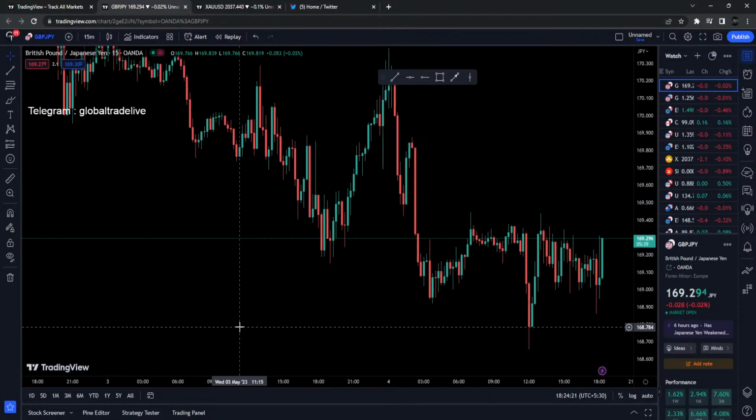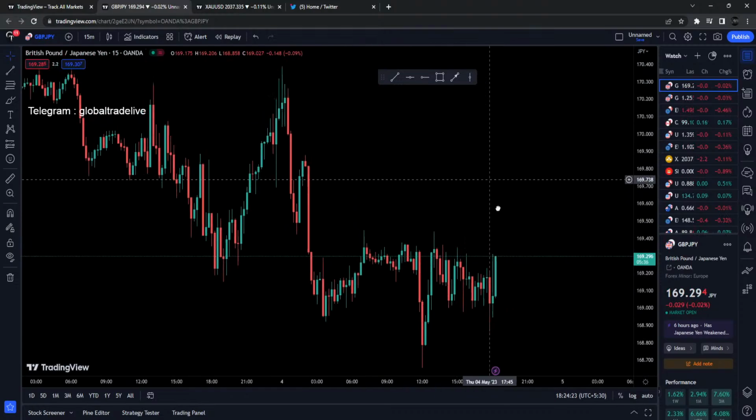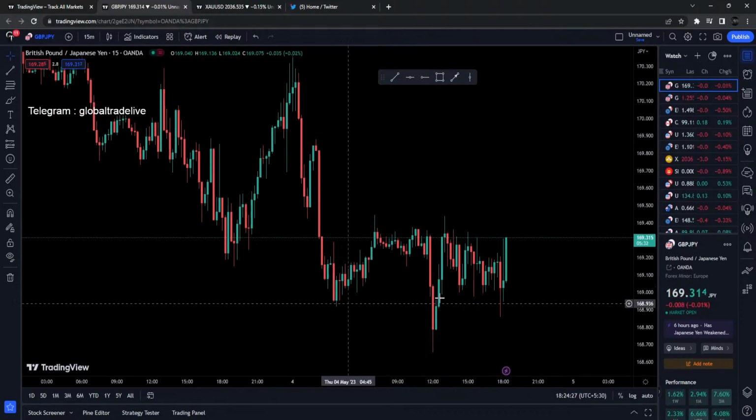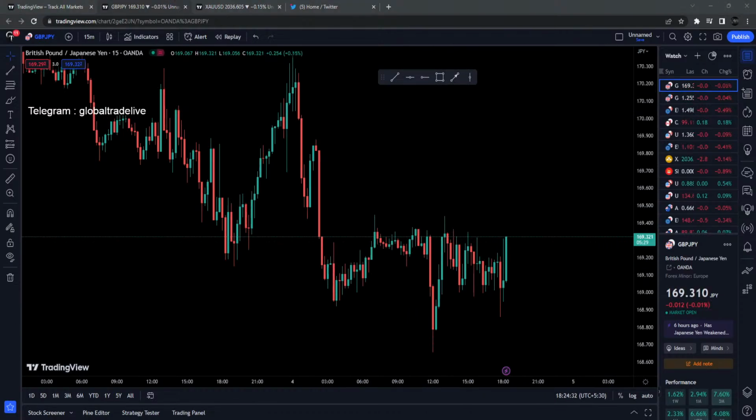First of all, I can see over here that GBP JPY made a pretty good down move yesterday, and right now the market is just consolidating, maybe because of some news it's waiting for. So let me check if there is any news today.